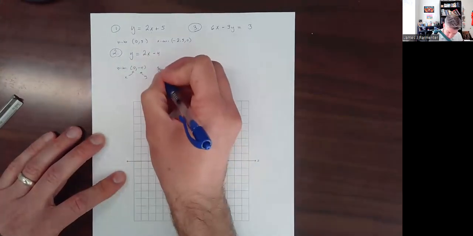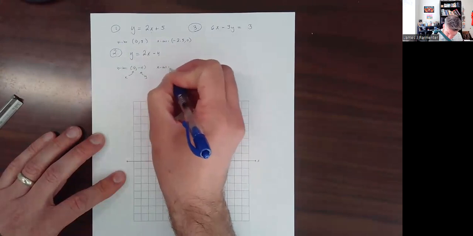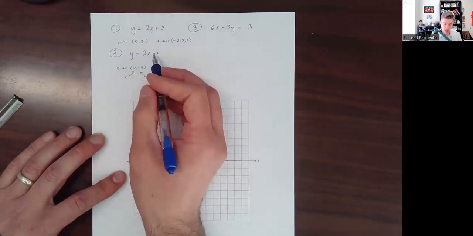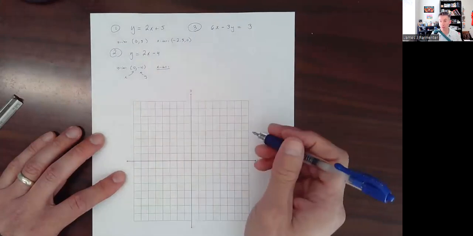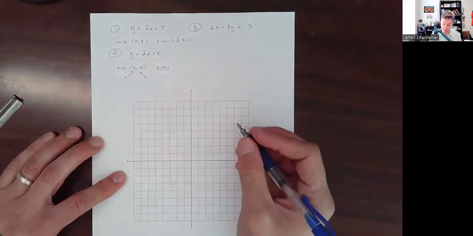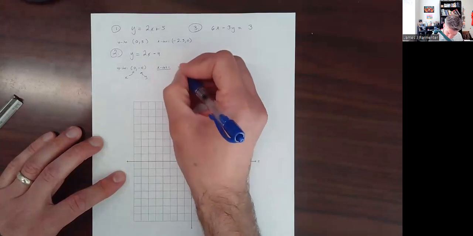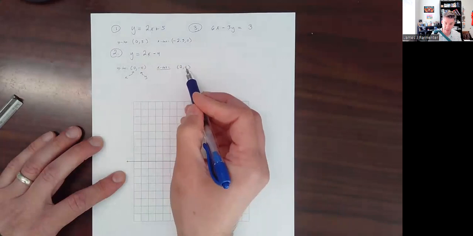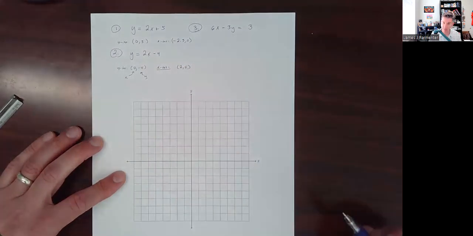My x-intercept here would be, well, if I set y equal to 0, I have 0 equal to 2x minus 4, or adding 4 to both sides, positive 4 equal to 2x, and divided by 2, 2 equals x. So I get x equals 2, so I get the point 2 comma 0. Remember, that's from setting y equal to 0 and getting x equal to 2.